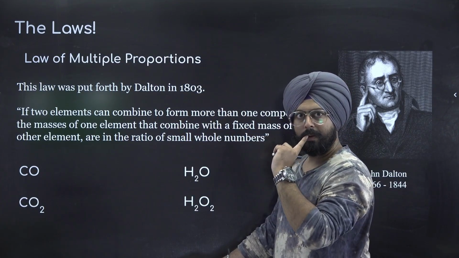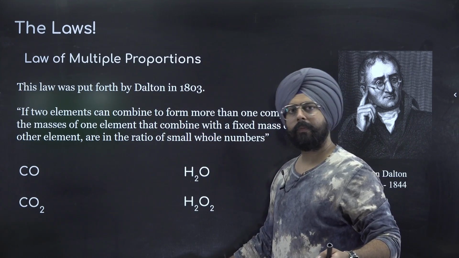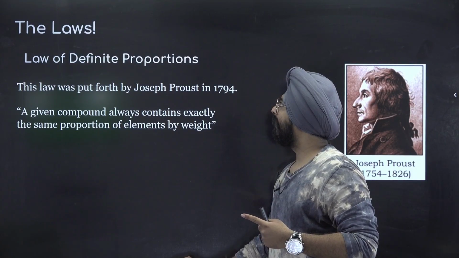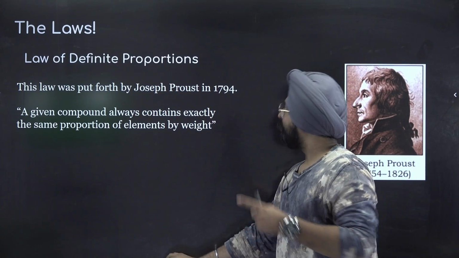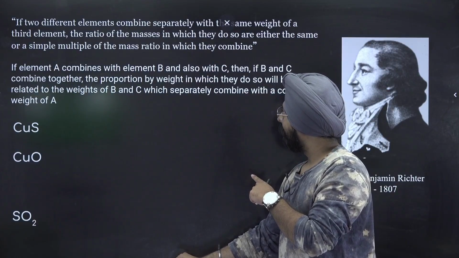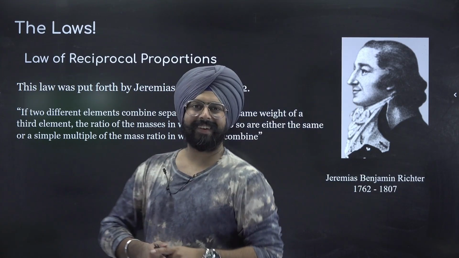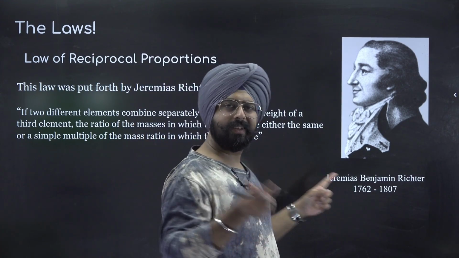1803. This law was given later. 1794. The most complicated law was given the earliest, people. Notice, the most complicated law was given the earliest.